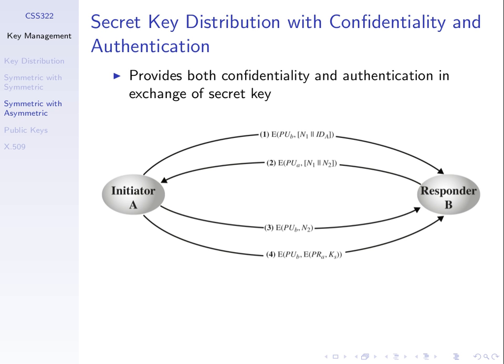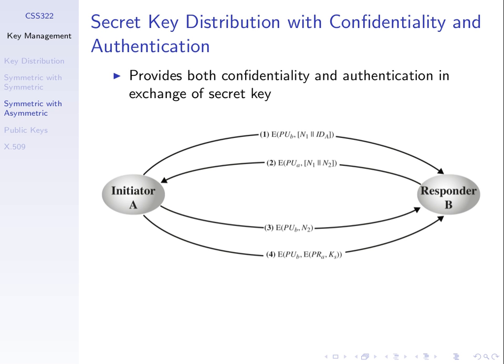A good check for understanding is when you practice for the quiz, ask yourself, what happens if an attacker intercepts message 2? What can they do? Can they decrypt it? Can they replay it? What happens if they replay it? Will it be detected by the other nodes from the other interactions?